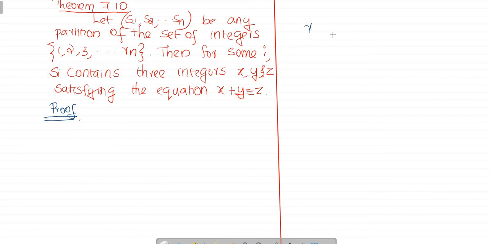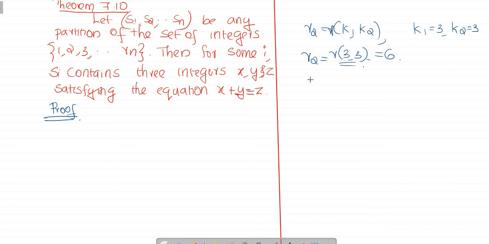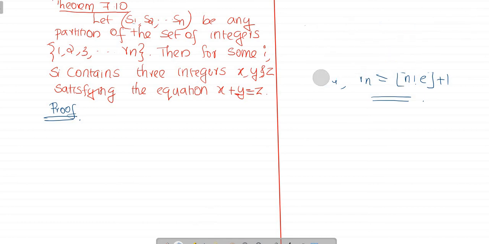Suppose we say R2, what will it be? That is K1, K2, where K1 is equal to 3 and K2 is equal to 3. That is R(3,3). Okay, this is R(K1, K2). We know R2 is equal to 6. For the remaining cases, Rn with n greater than or equal to 2, we already have a result: Rn is less than or equal to the integer part of n factorial times e plus 1. We need to remember this result for the proof.